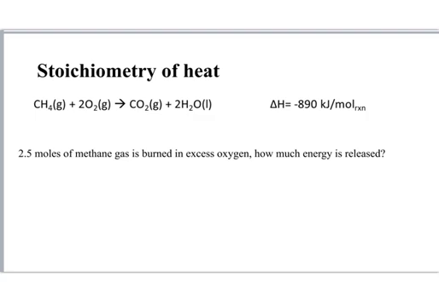All right, so let's do some problems. Looking at the stoichiometry of this reaction, for every 1 mole of methane, we're going to release negative 890 kilojoules per mole of that reaction as it's written. So the problem says I have 2.5 moles of methane gas and I burn it in excess oxygen, so there's no limiting reagent. How much is released?